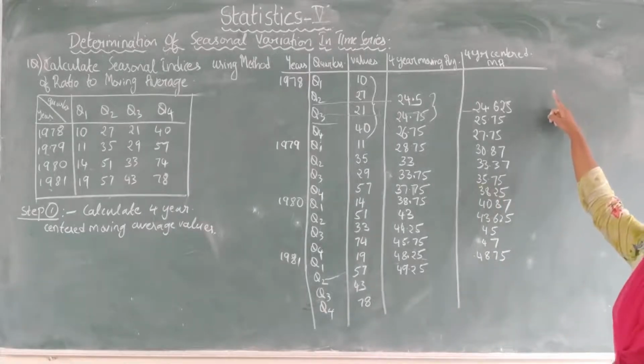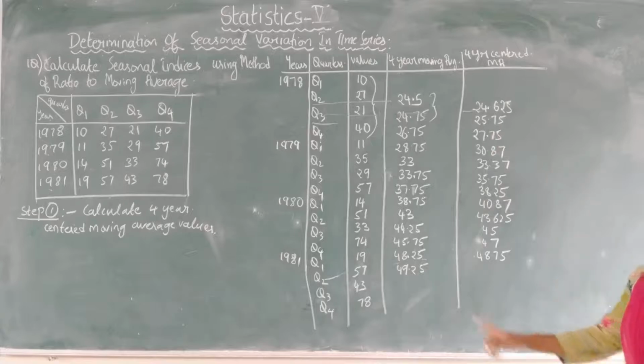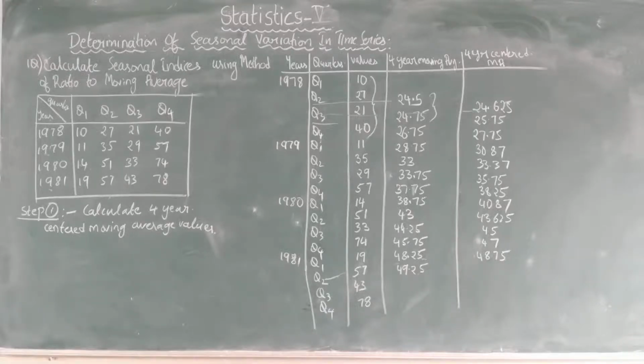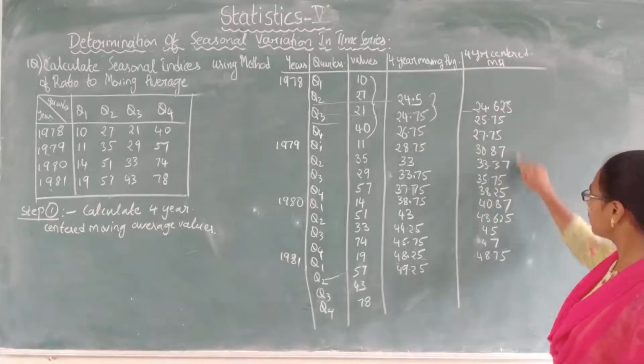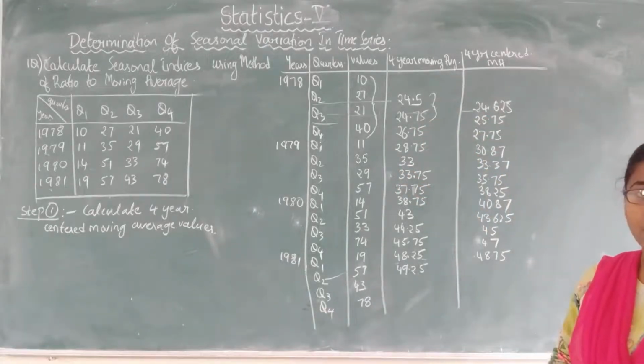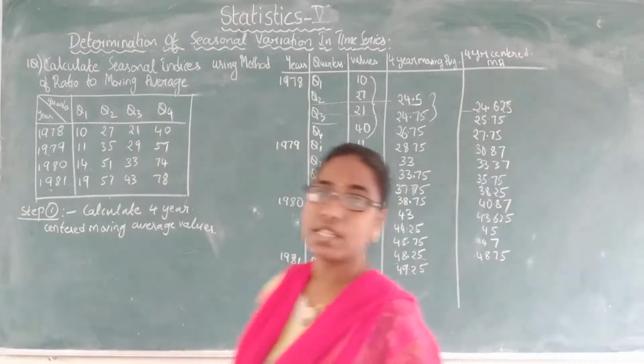So what are the first 2 values? Q1 and Q2 for 1978 and Q3 and Q4 for 1981. We don't get any moving average values there. The next step is to express the original data in terms of the centered moving averages, considering the first and last 2 values remain empty. Whatever answers we got here, we will be writing in that format.